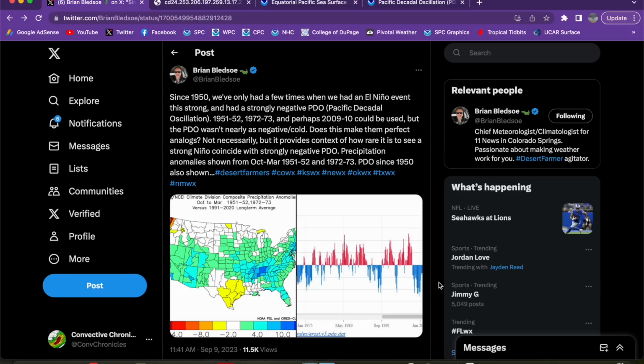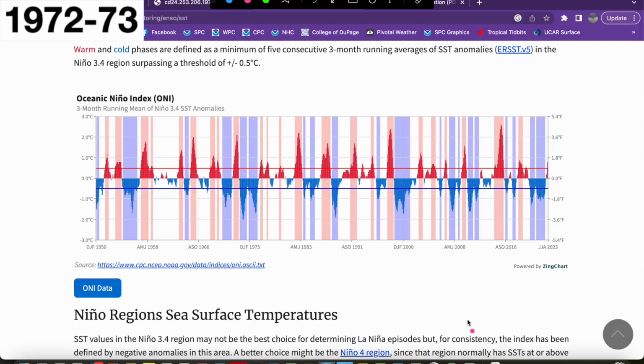Brian Bledsoe, who is the chief meteorologist and climatologist at 11 News in Colorado Springs, did some research and found only 3 instances of this in the past: 1951-52, 1972-73, and 2009-2010. All 3 of these secondary seasons had a strong El Niño with a strongly negative PDO. The best of these 3 analogs appears to be 1972-73.